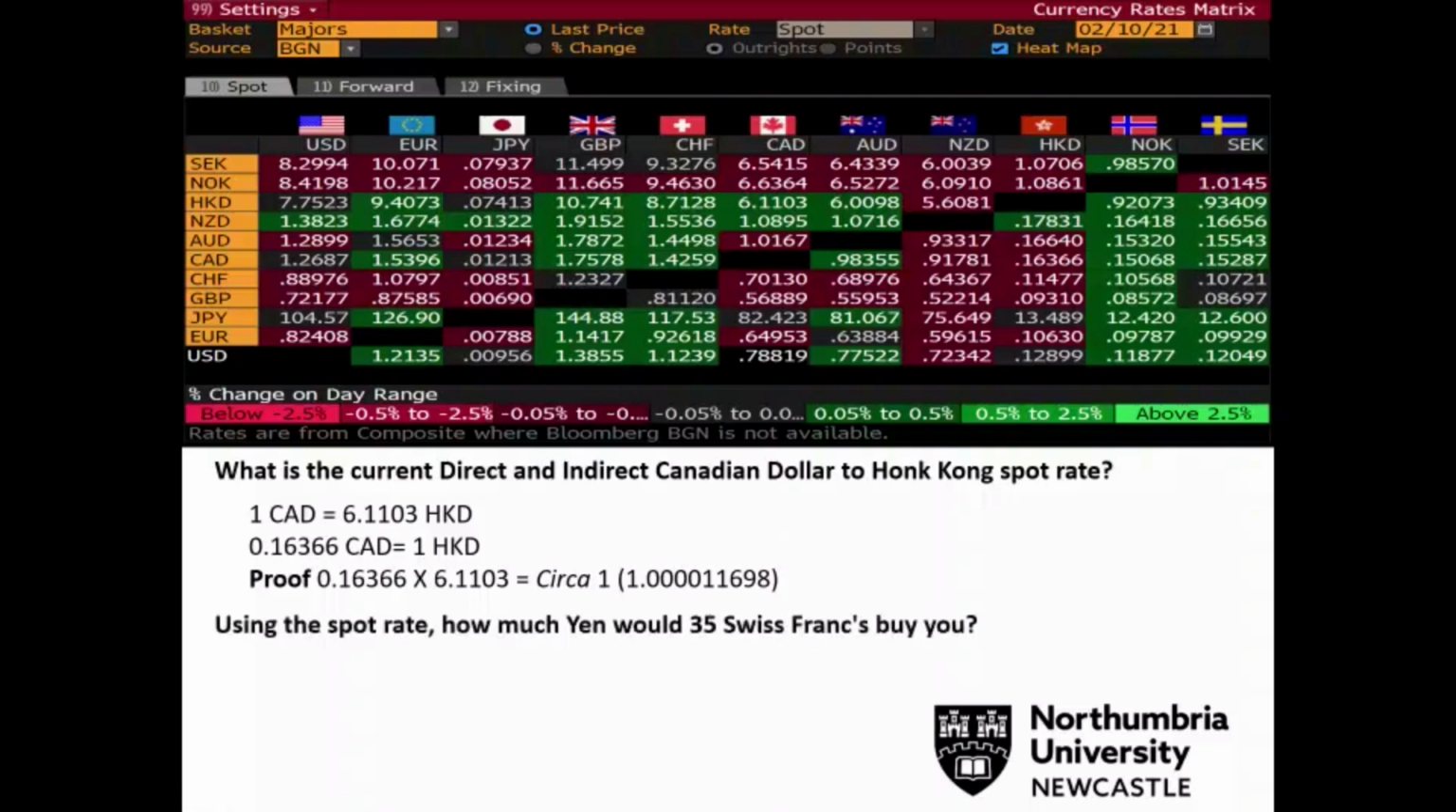We can also use this to do some other calculations. For instance, how much yen would 35 Swiss francs cost to buy? Essentially look at how much 1 Swiss franc costs relative to the Japanese currency, then times that by 35.